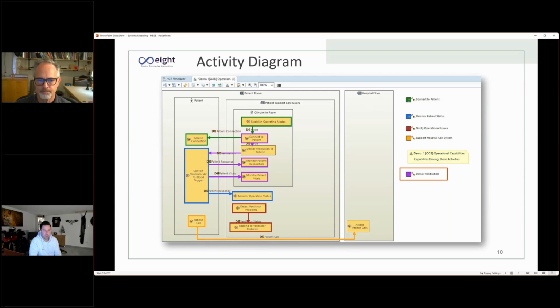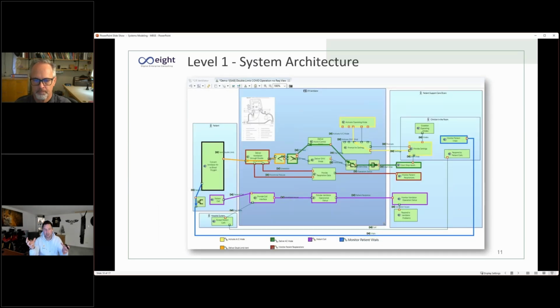So starting with the next slide, we are now facing the system for the first time, on the first level, the system architecture level. You see again on the left side the patient, in the middle in the dark blue square the ventilator system, and on the right the patient support caregivers. You have the different functions in the green boxes. We call the lighter blue boxes the actors, and in the middle is the system. Now we have connections between these green boxes, and these connections are called functional chains.